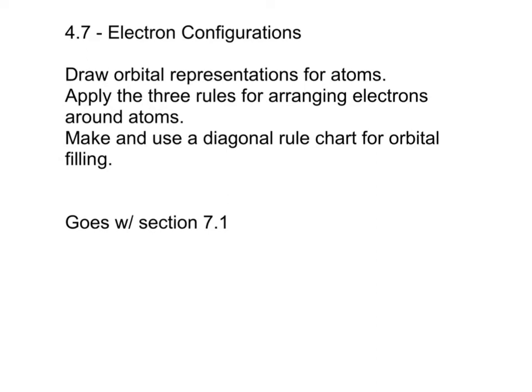We'd like you to be able to draw orbital representations for the electrons around atoms, to apply the three rules for arranging electrons around the atoms, which we will be introducing in this lesson, and to make and use a diagonal rule chart, which you can use for showing the order in which orbitals will fill with electrons as we add electrons to atoms. This would go with reading section 7.1 in the textbook, so let's get to it.